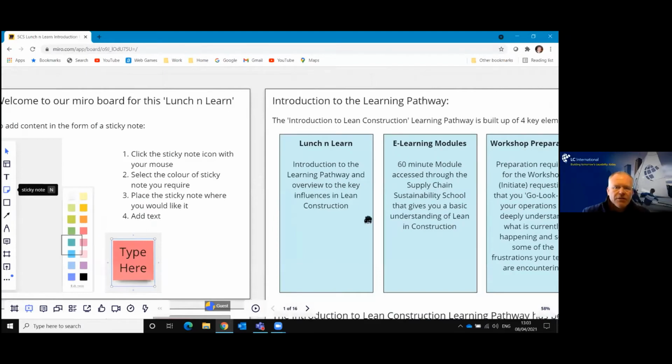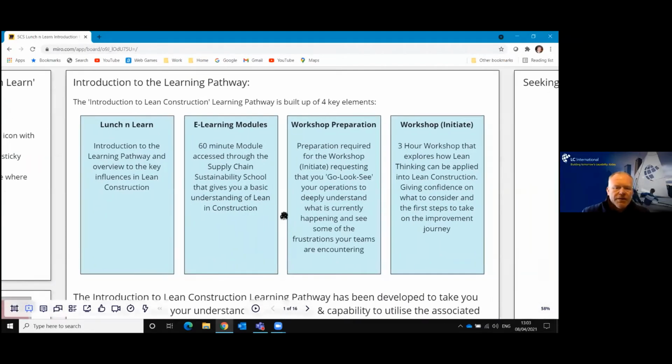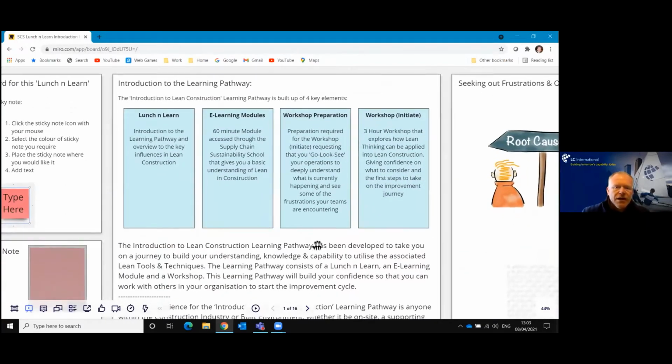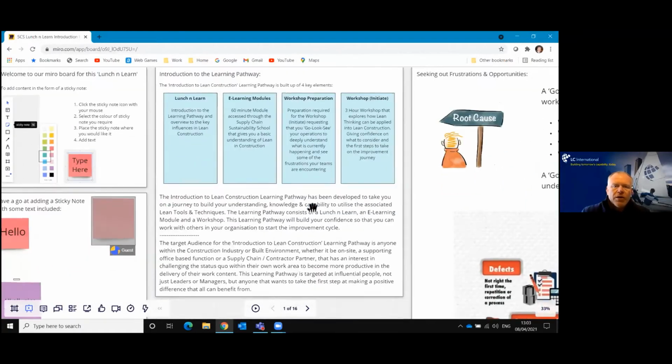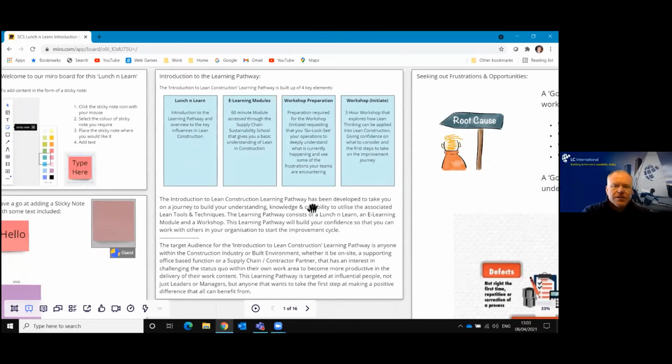learning pathway itself. The learning pathway has been developed between ourselves and the Supply Chain Sustainability School. What we're looking to do, through the course of 2021 and the early part of 2022, is create 4 elements for the Introduction to Lean pathway and 5 elements for all of the other pathways. These all start with a lunch and learn. This is your introduction to the learning pathway, and today we'll be looking at the Introduction to Lean Construction.